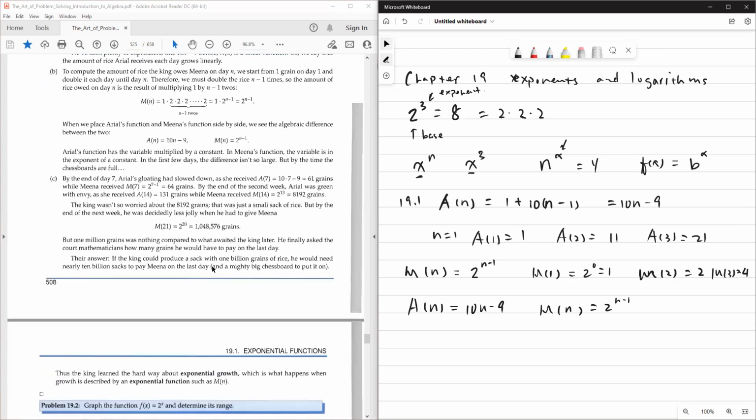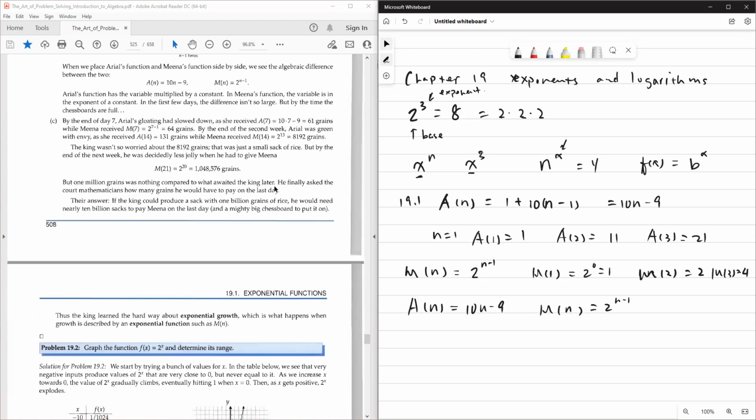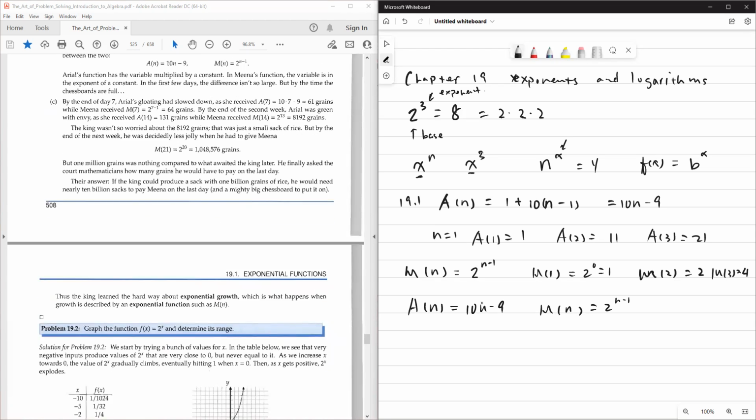Okay, so by day 7, a7 equals 70 minus 9, which is 61, and m7 equals 2 to the 6th power, which is 64. At the 7th day, m already overtook a, right? It's already more than a. Before that, m is less than a, okay?